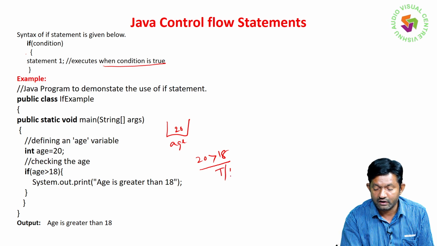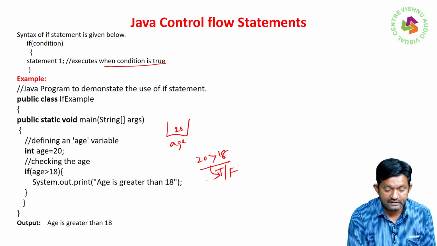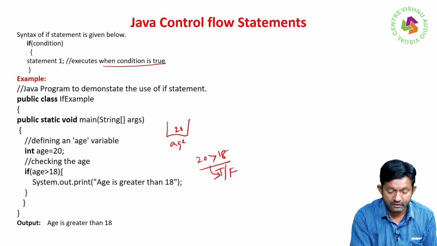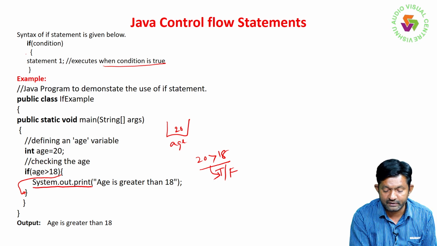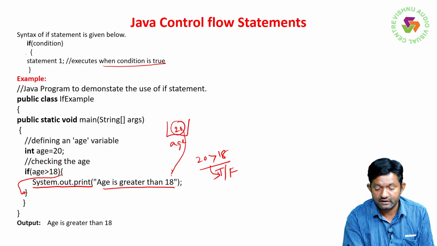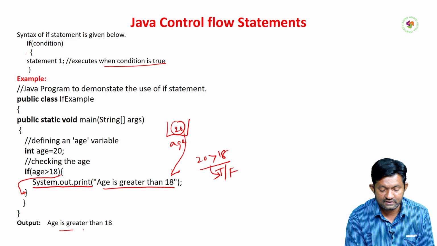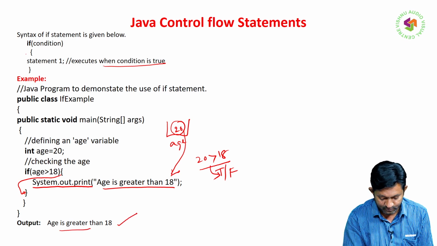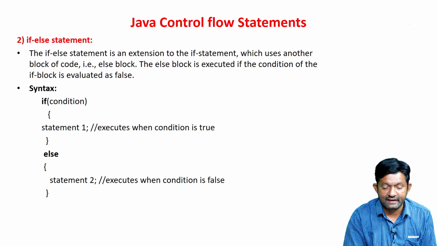The condition is true or false? 20 greater than 18, the condition is true. When the condition is true, it will enter into this block. In the block, System.out.println age is greater than 18. Yes, age 20 is greater than 18. Output: age is greater than 18. It is a simple example. Next, if else.